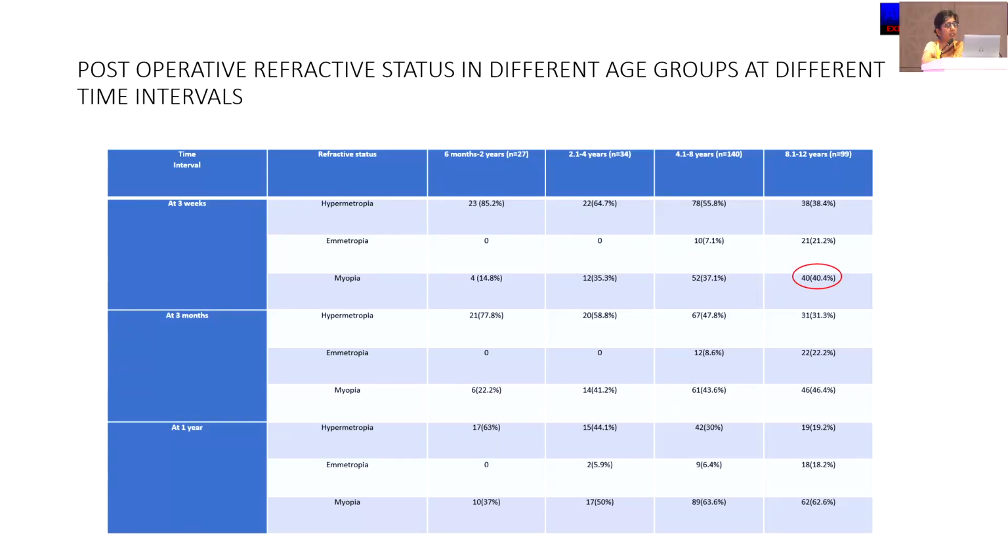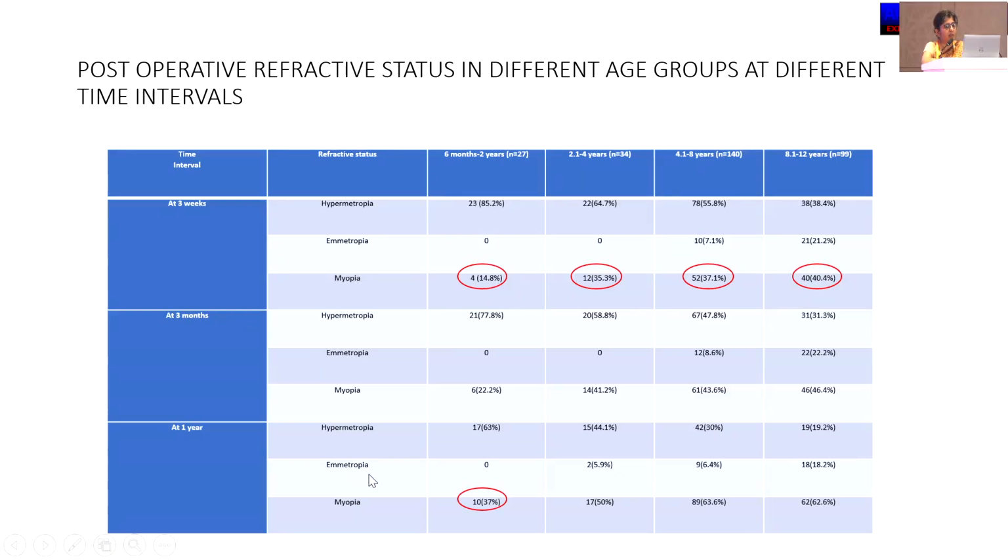I'd just like to emphasize that these are the results at three weeks. 40% of the patients were myopic already. There was a myopia of 40% in the age group of 8 to 12 years at 3 weeks, 37.1% in 4 to 8 years, 35% in 2 to 4 years, and 14.8% in 6 months to 2 years. So despite targeting hypermetropia, we still got a myopic shift at 3 weeks.